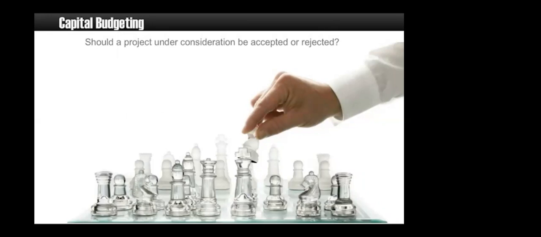To answer this vital question effectively, we need to be familiar with CB techniques such as payback, net present value or NPV, and internal rate of return or IRR methods. In addition to being able to apply these methods to any CB situation, we also need to be able to determine the relevant cash flows or CFs for all projects under consideration.